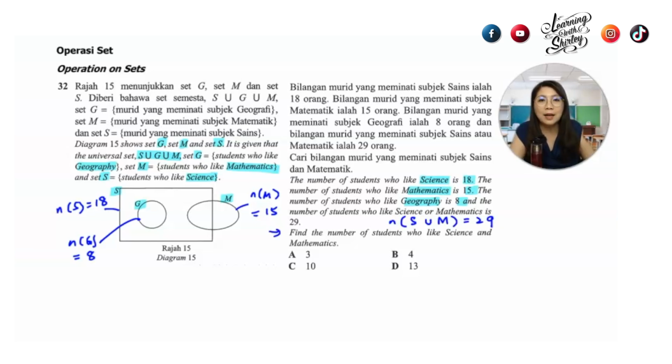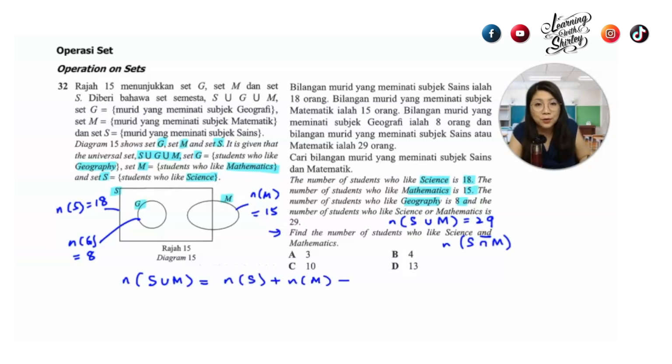And it asks us to find the number of students who like science and mathematics. So 'and' means the intersection. Okay, it's the intersection. So it asks us to find n(S intersect M). Okay, so students need to know one formula. So this is the union formula. n(S union M) equals n(S) plus n(M). Then you need to minus the intersection if there is intersection. Okay, so n(S intersect M).